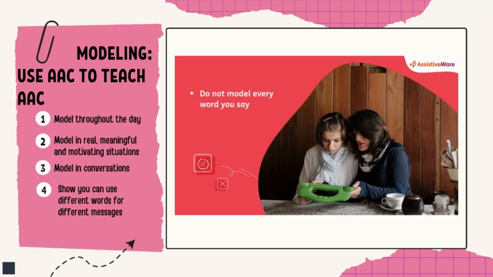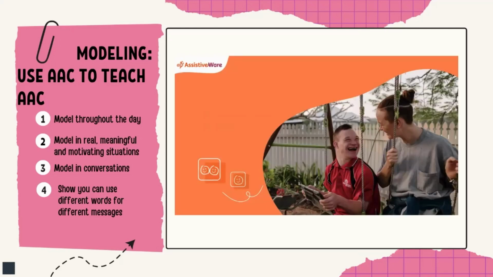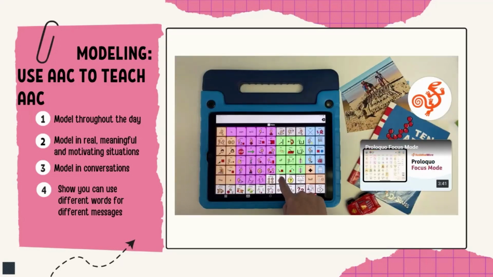You do not have to model every word that you say. And sometimes the grammar might be wrong. All these things are okay. Modeling does not need to be perfect. You will make mistakes. Every time the learner sees you model, it builds their knowledge. Your modeling will help them to learn how they can use words to communicate. Make it fun and enjoy the adventure.